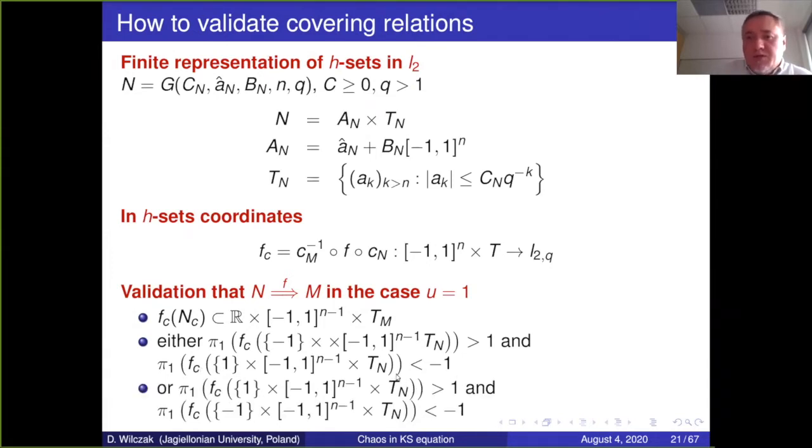So that means that this should be negative and this should be positive. So I have a really finite number of inequalities that have to be checked, and in this way I can verify that some set covers the other set by mapping F. In the context of the Kuramoto-Sivashinsky PDE, I'm going to apply this to the Poincare map of the system. So I need a tool for computation of the Poincare map. And this will be our algorithm for rigorous integration forward in time of some class of dissipative systems.